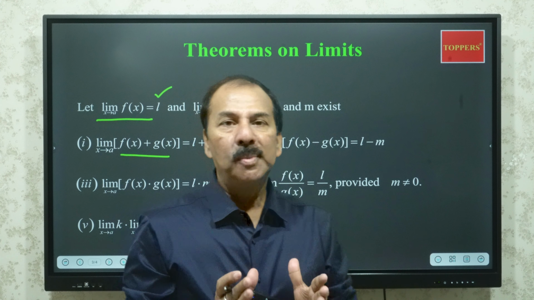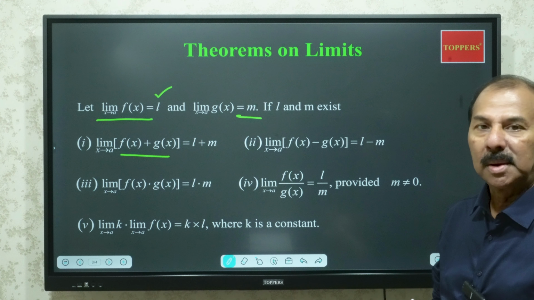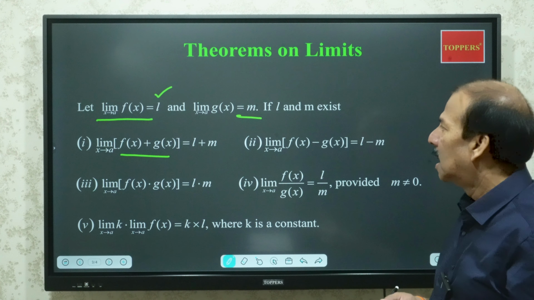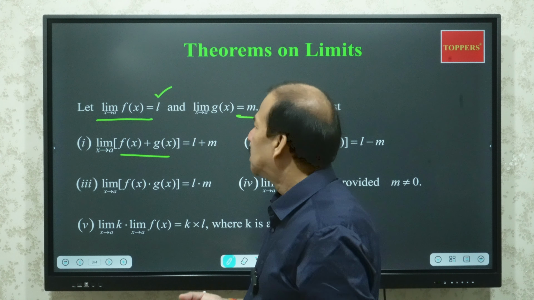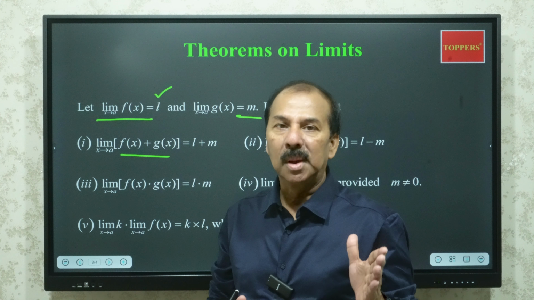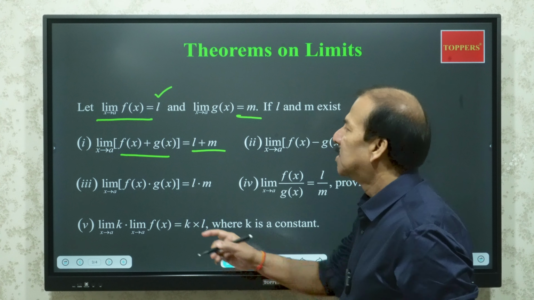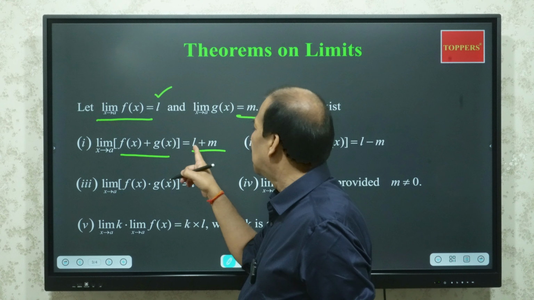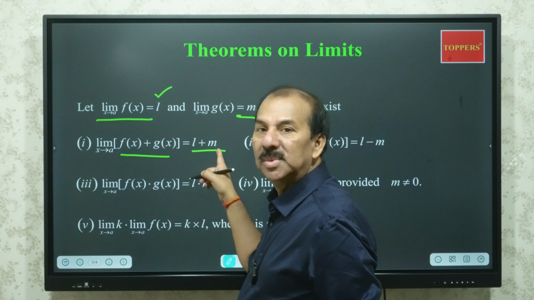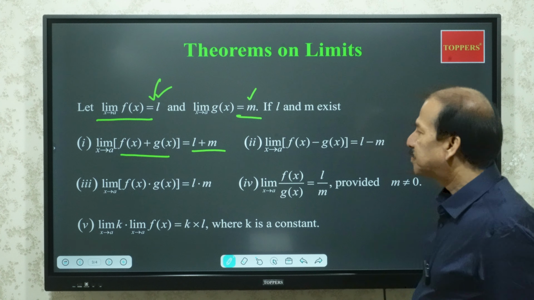That means if you have different functions and we know the limiting values of those functions when x tends to some particular value, suppose a, then to calculate the limiting value of the addition of those two functions, the limiting value will be equal to the limiting value of the first function plus the limiting value of the second function. So the limit of f of x plus g of x when x tends to a is equal to the limit of f of x plus the limit of g of x, and that is L plus m, because we have assumed the limiting value of this is L and of this is m.